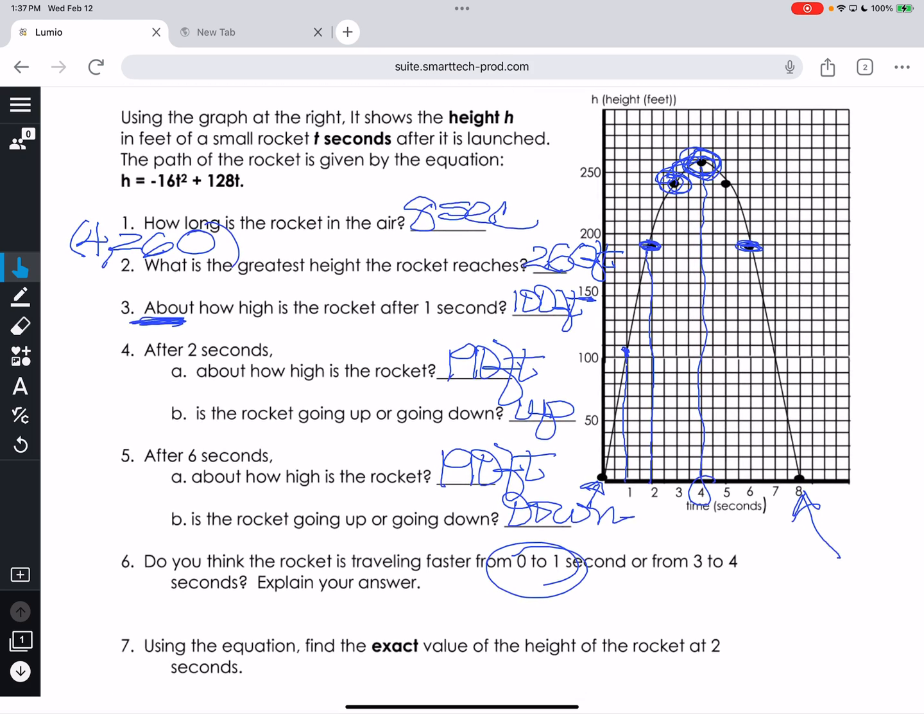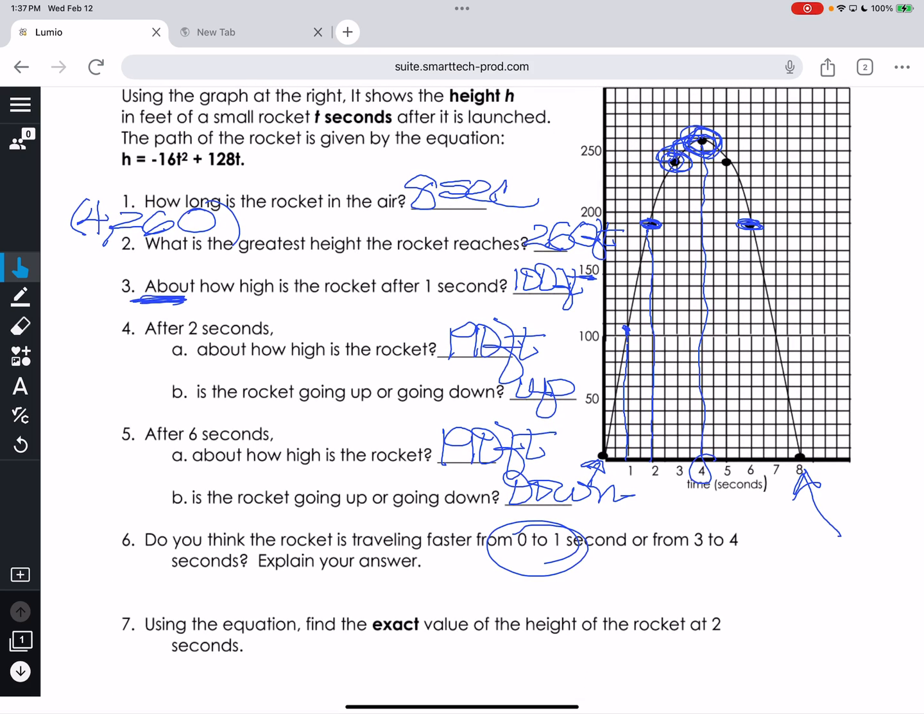So it says, using the equation, find the exact value of the height of the rocket at 2 seconds. What information are we given in this? The exact value. There's a dot at 190. But what are we being given? Feet. We're told one more little thing about the height of the rocket: 2 seconds. That's our time. So where does that go in the equation? It would be our x, but what are they using for x? T. So you're going to grab this equation.